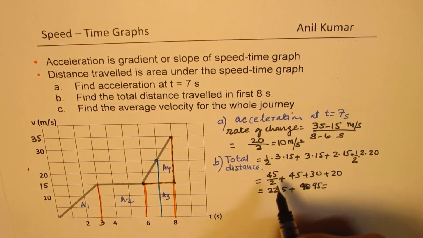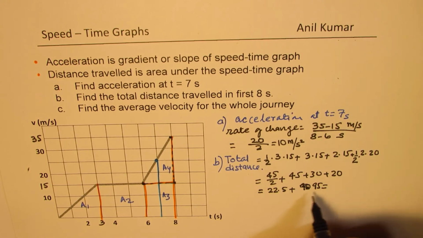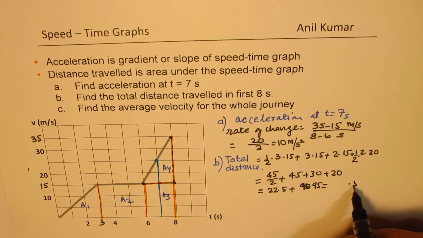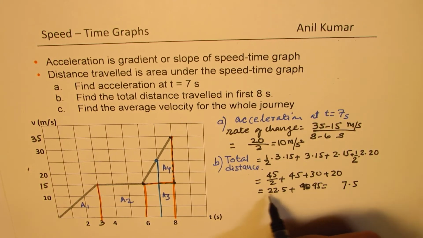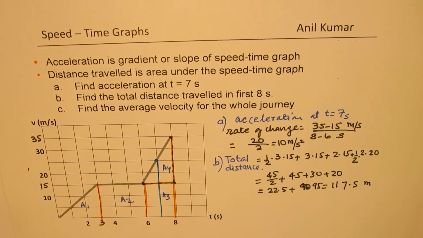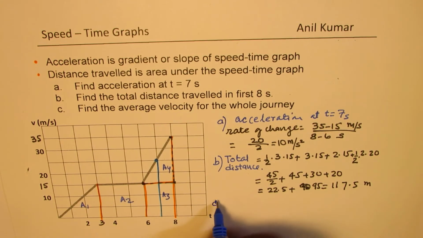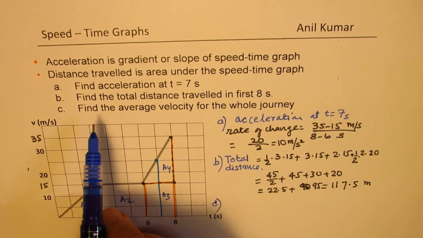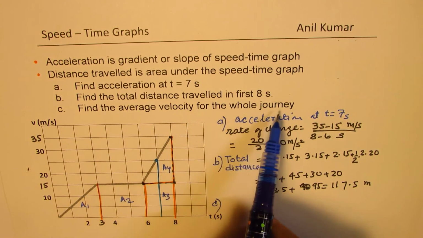So that gives you 0.5, 5 and 2 is 7, 9 and 2 is 11, correct? Distance in meters. So we get our answer as 117.5 meters. C. We need to find average velocity for the whole journey.